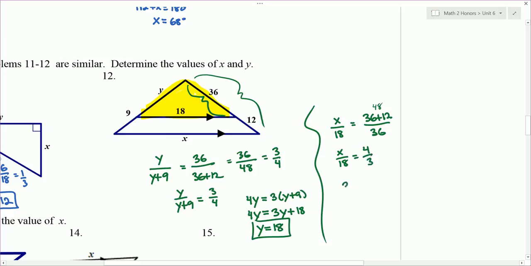If we cross multiply, we get 3x is 4 times 18. Divide by 3, and you get x is 4 times 18 over 3. 18 over 3 is 6. So x is 4 times 6, which is 24.